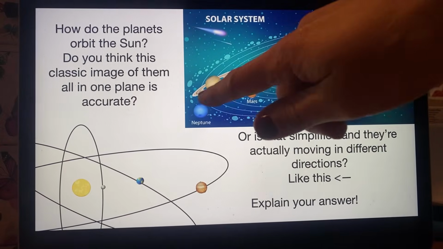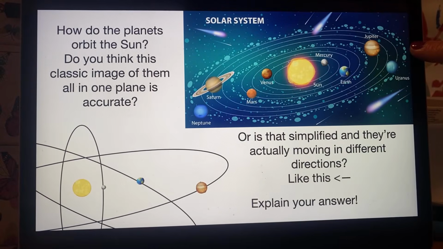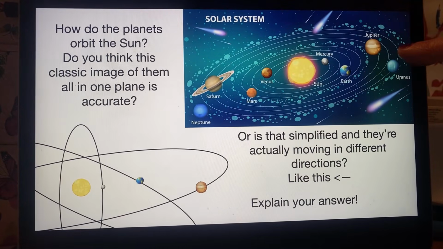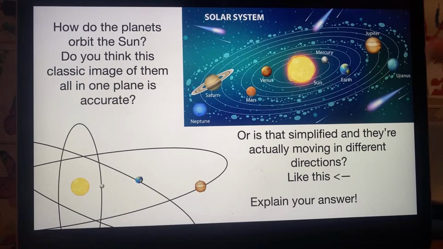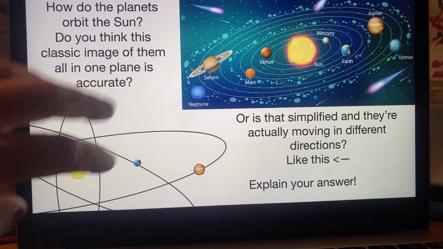Do you know what I mean by plane? Sort of all in one direction. So you could more or less draw a line through all the planets in this picture, and the line would go through all of them. Or is that picture simplified and the planets are actually moving in all different directions like this?